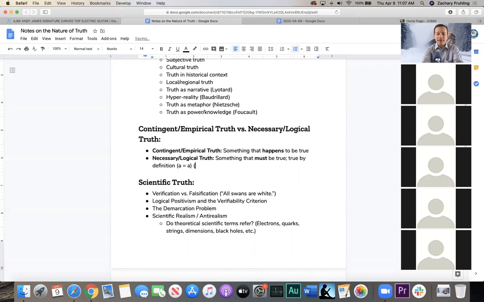In math, it might be something like 2 plus 2 equals 4. Can't help but be true. It's a necessarily true statement. And there are a bunch of these. And if you take a logic class, you'll learn some of these basic logical axioms, logical rules that you use to deduce further things that are true. But the idea is that they're intrinsically true. They can't be false. There's no possible way for them to be false.